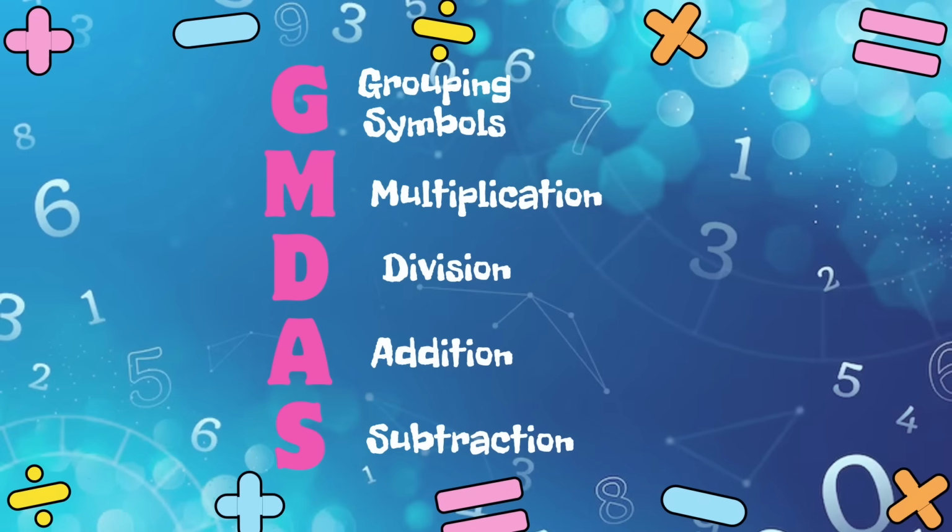Again, G stands for grouping symbols, the parentheses and brackets. Then followed by multiplication. After solving the numbers with grouping symbols, the next operation to be performed is multiplication if there is any, followed by division, addition, and lastly subtraction. Look at the given and follow this order. Grouping first, then multiplication if there is any. If there is no multiplication, then do the division. If there is still no division, then addition, and lastly subtraction. This is what we follow to come up with the correct answer.